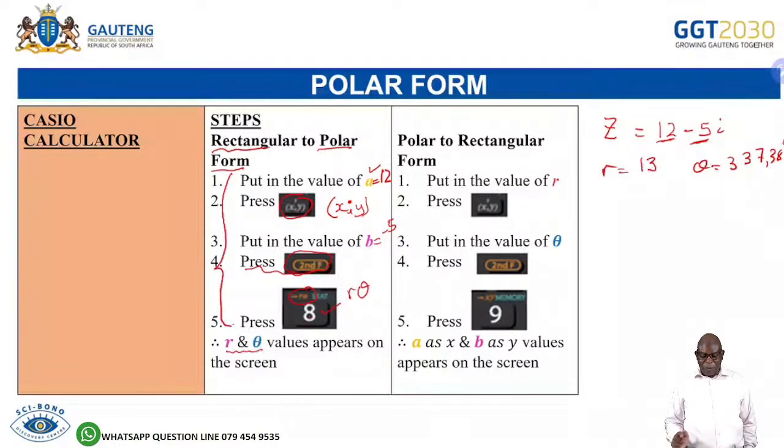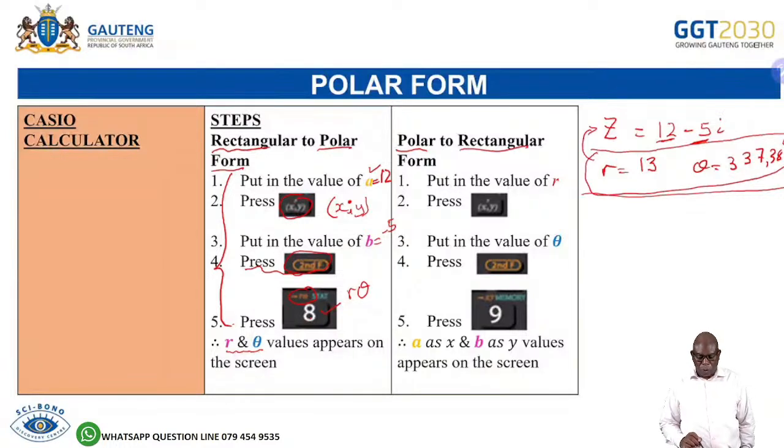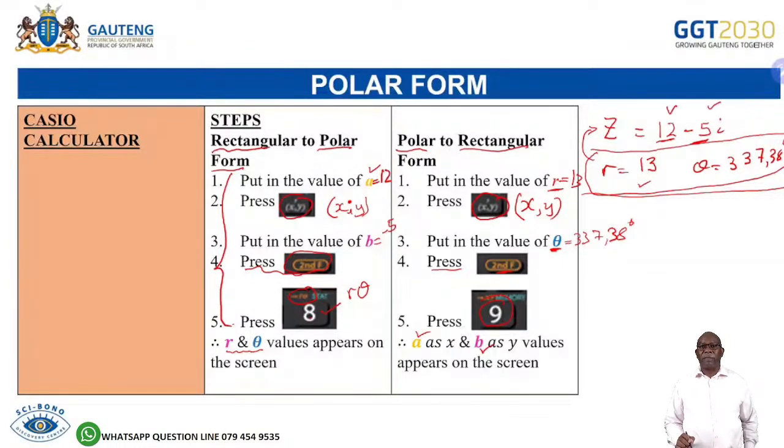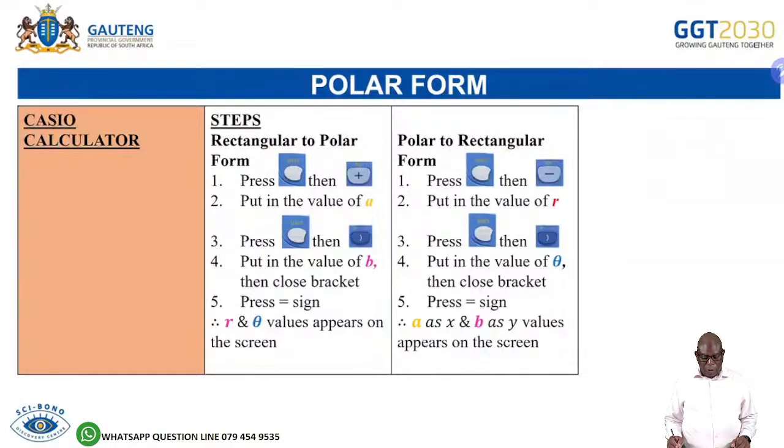Sometimes they want you to change from polar to rectangular form. The same applies there. You put in the value of R, which is 13, then press that XY coordinate button. Then you put in the value of theta, which is 337.38. Then you press second function and, in this case, 9. Then you get the value of A and the value of B, which is 12 and minus 5. Sometimes you'll get decimals like 11.9 or so, but it will be very close to what you have, so you can just round that answer off. That is on a Casio calculator.